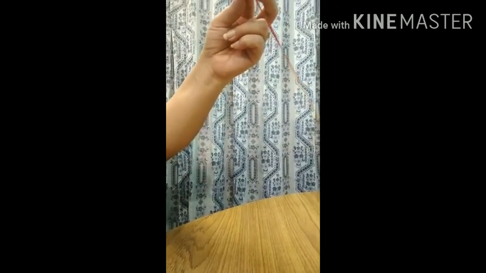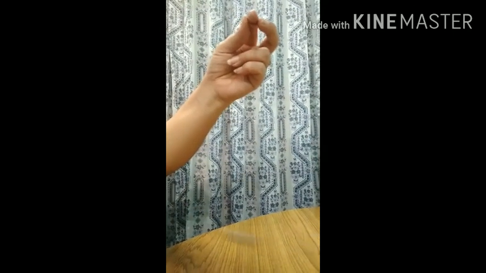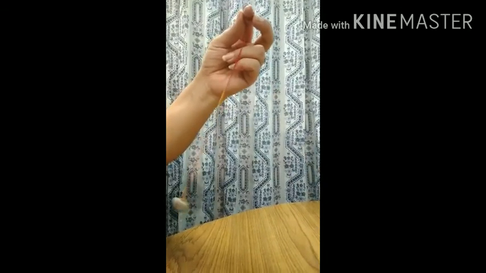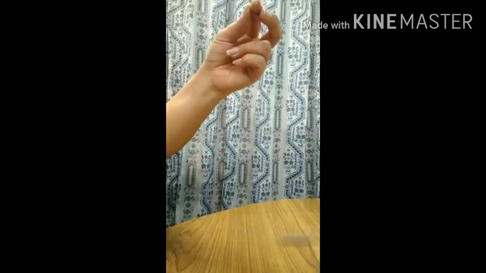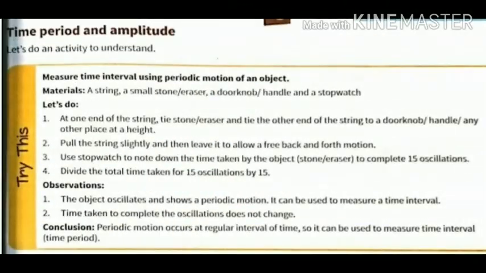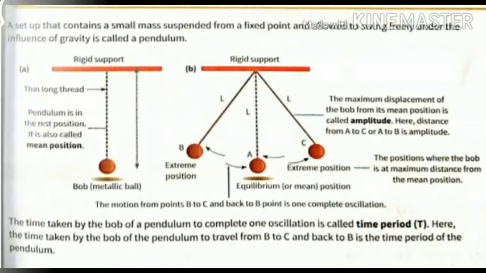And you have to count 15 oscillations, and with the help of a stopwatch you have to calculate the time. I have already calculated the time and I have got 15 oscillations in 15 seconds. So this observation you have to write down in the observation table, right? Now what is the conclusion of this activity? The conclusion is periodic motion occurs at a regular interval of time. So a pendulum can be used to measure time interval.